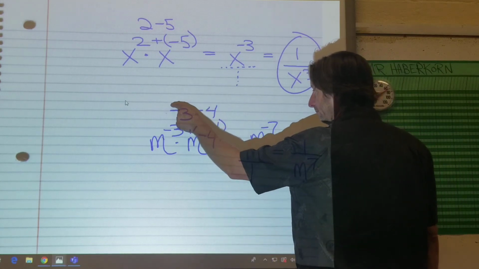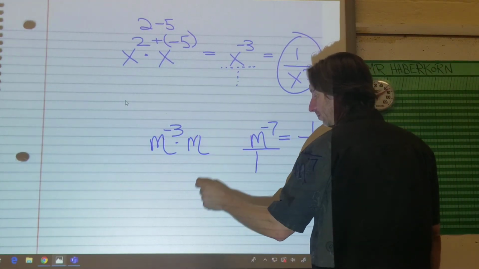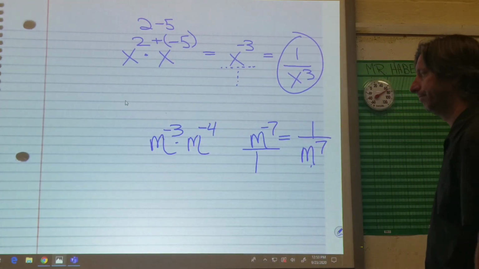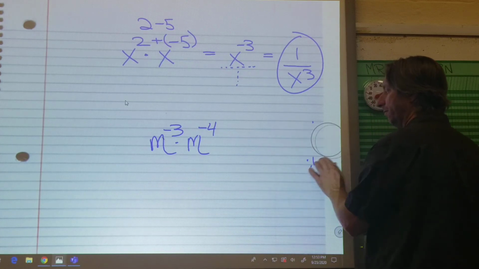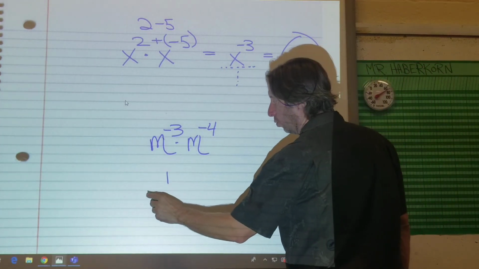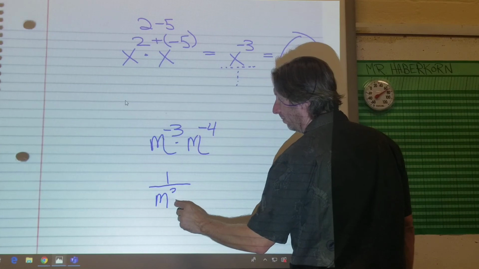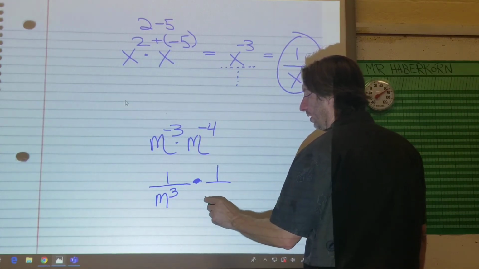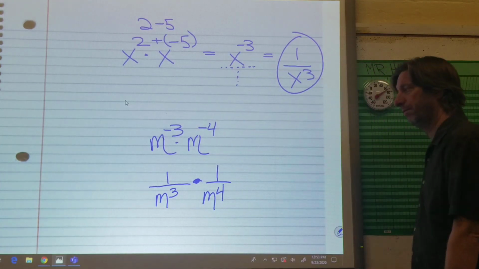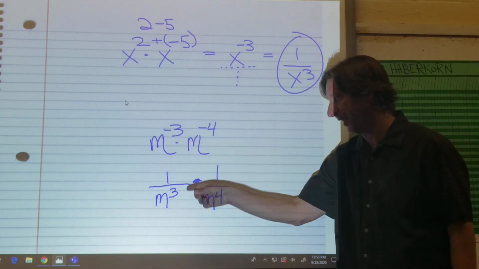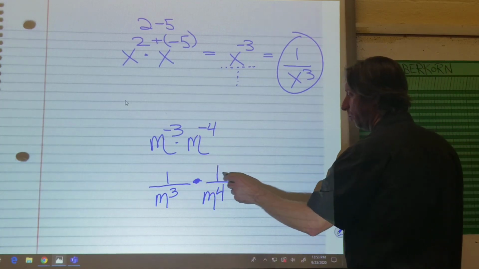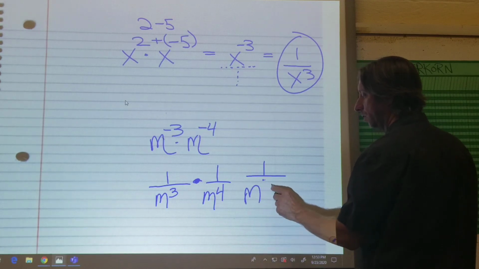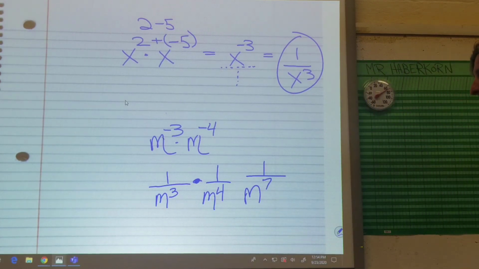Or I could switch these first. Get rid of the negatives before I even start. And say that this is 1 over m to the 3. And this one times 1 over m to the 4. So I'm just moving these to the bottom, right? Making them positive. And then my answer would be 1 times 1 is 1. Add these. 1 over m to the 7. So you get the same answer.